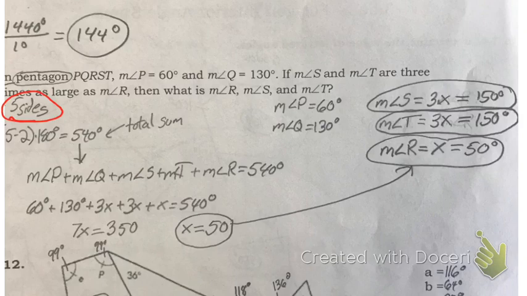Tori, is that good enough, or do you want me to explain something? You sure? Yeah. Okay. Other questions? Yeah. For something like number 5. Yeah, let me look at number 5.